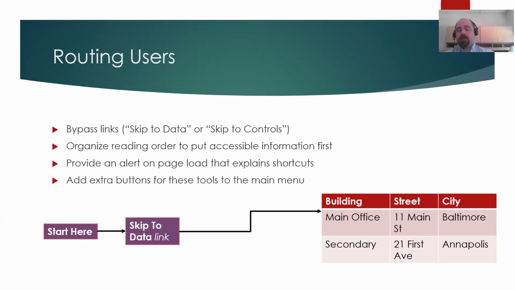So the example on screen here is that when you start on the page, I want to just go to the data table because I'm using a screen reader and that map is a pain. So I'm going to find the skip to data link. So that's the first thing. Great. I'm going to click that. It takes me immediately to the table.